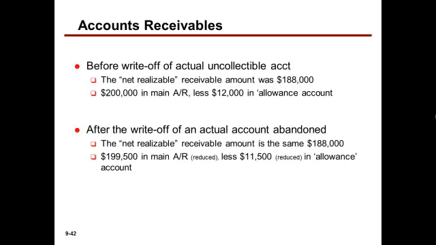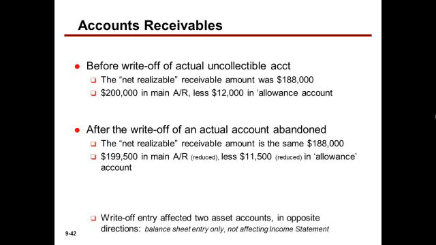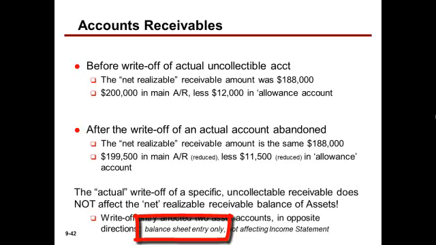So the main account went down $500. The contra asset account went down $500. That is our allowance account. Net effect is no change in assets. A write-off entry affects two asset accounts in opposite directions. It's a balance sheet entry only. It does not affect the income statement.